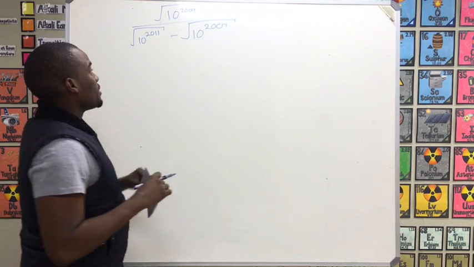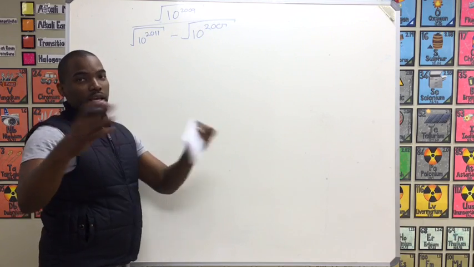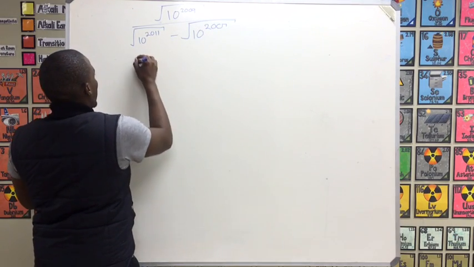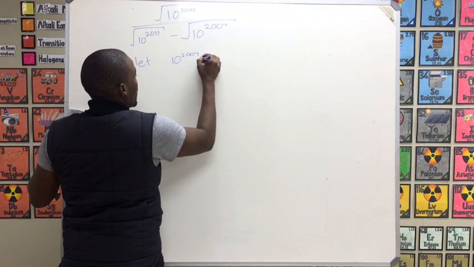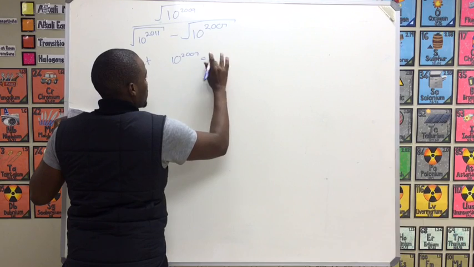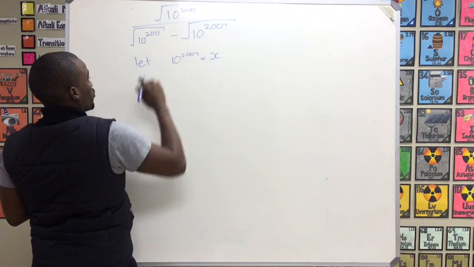Normally what you do is take your smallest one, for this case, and make that, let's say, x, for example. So let's let 10 to the power of 2007 be x. Just so that our sum just looks better. So now let's replace all the other ones.